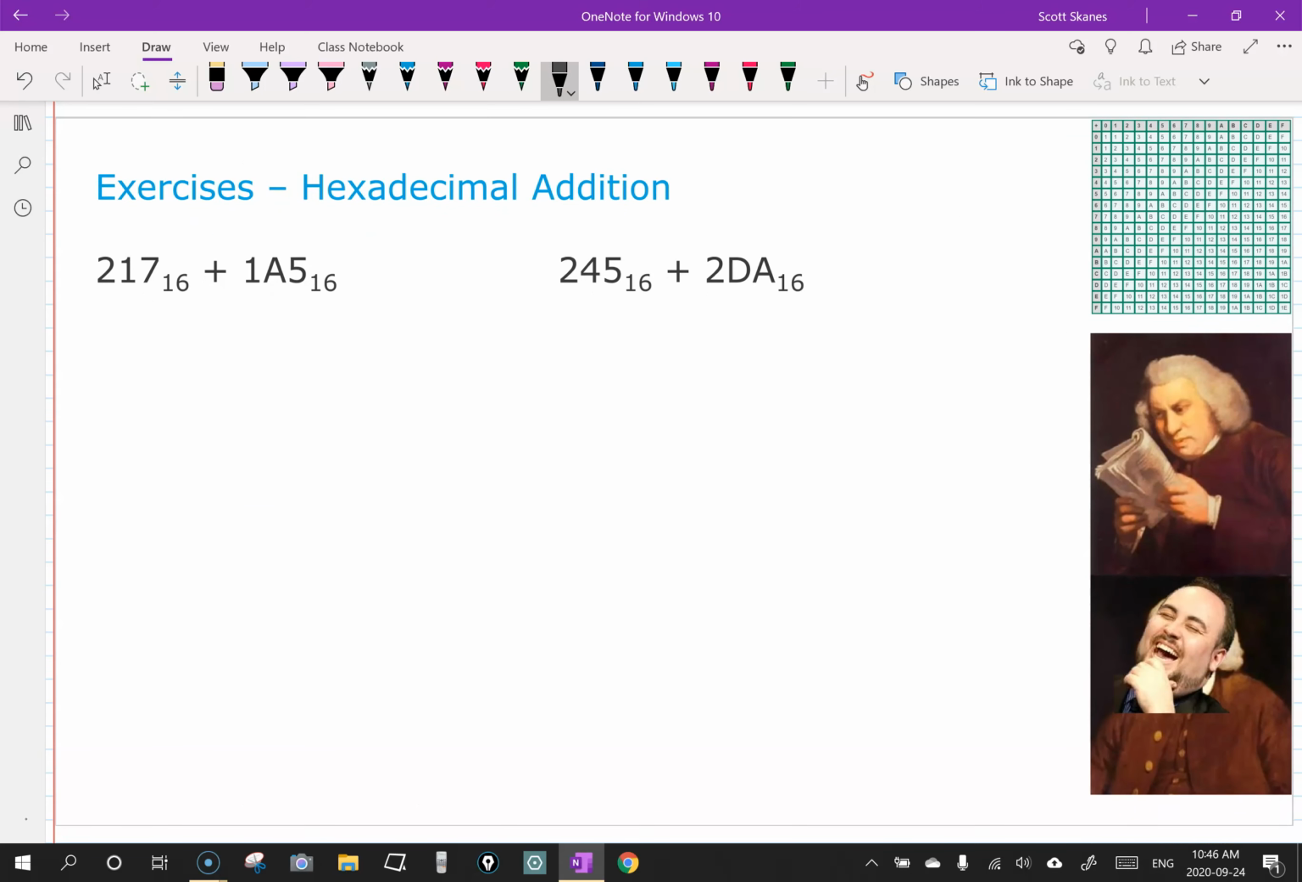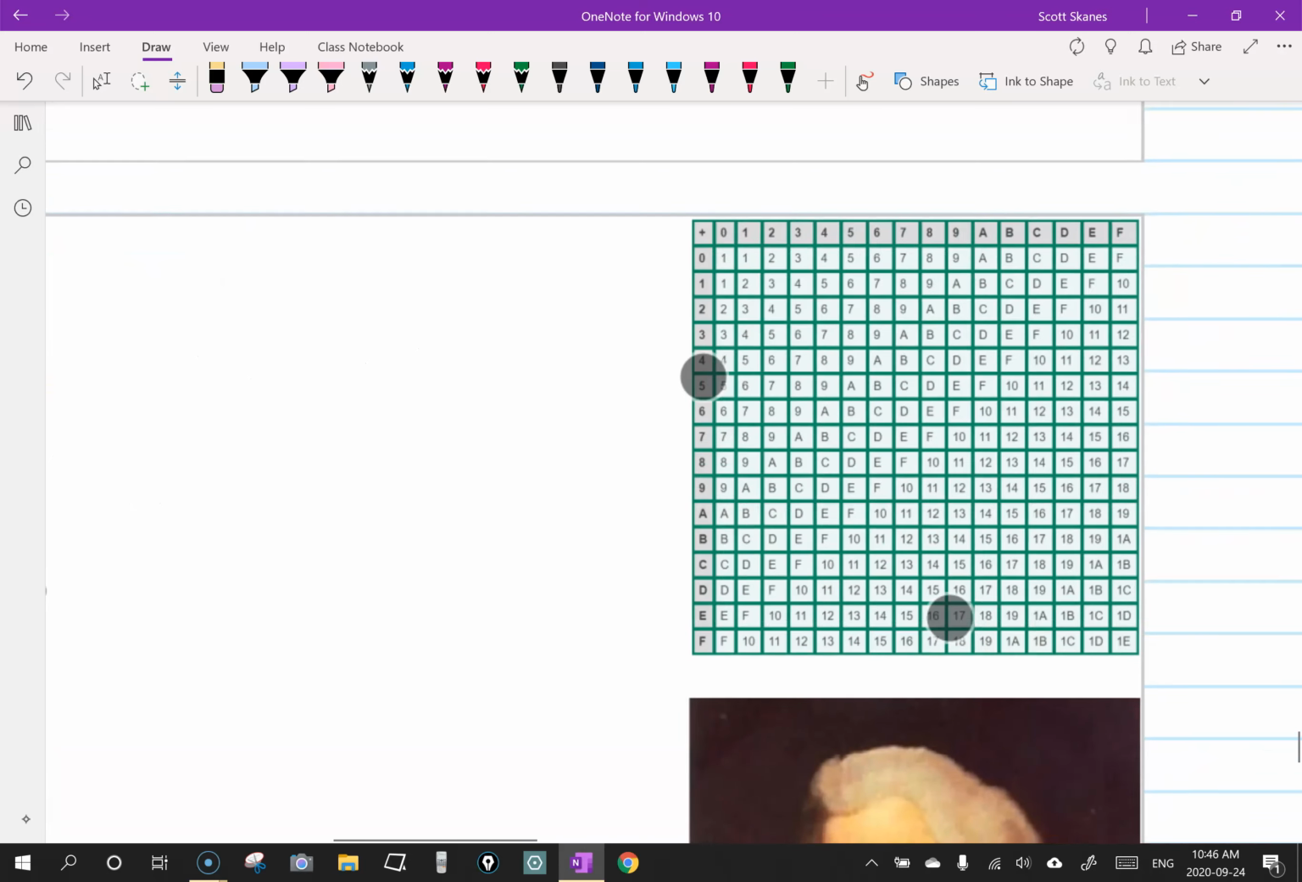Hexadecimal, same concepts, but we have more going on because, of course, we're now dealing with 16 different numbers, everything from 0 to F. We're not just going up to 7. Let's see what they look like. 217 plus 1A5. And the reason I put this guy over here, laughing at you, you might recognize him, is this is probably too small for you to read.